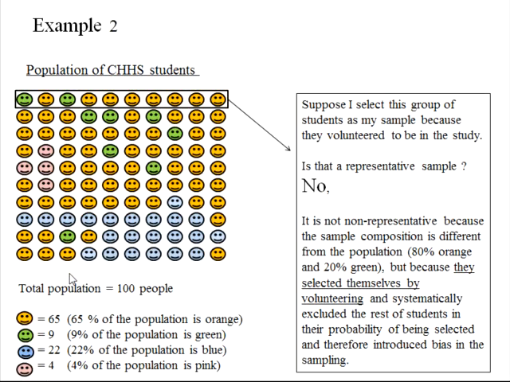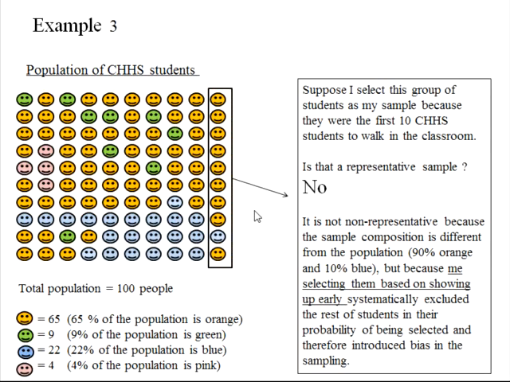So they volunteered and selected themselves. Now, those who couldn't volunteer or didn't volunteer were excluded from the sample, and therefore had a zero probability of being in my sample because they didn't volunteer. So they were systematically excluded from the sample, and that made this sample non-representative.